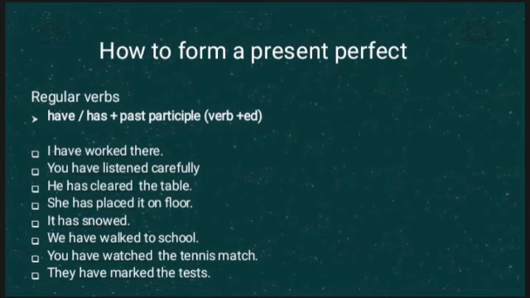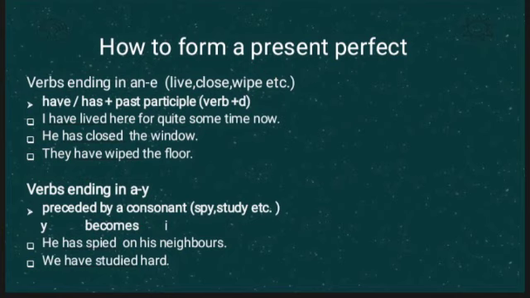Now, we need to pay extra attention to verbs that end in an e, such as live, close, and wipe. For these verbs, we use the auxiliary verb to have and the past participle. But the past participle is made by simply adding d to the verb. Look at the examples. I have lived here for quite some time now. He has closed the window. They have wiped the floor.